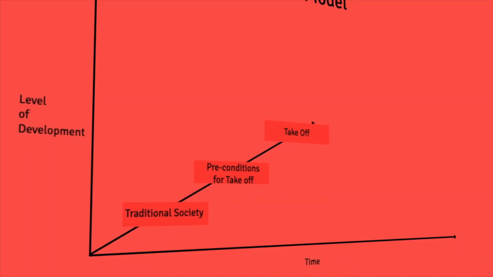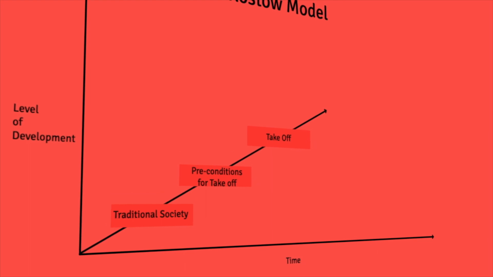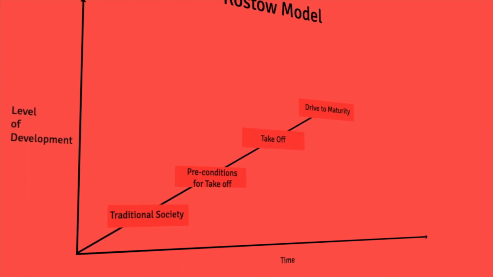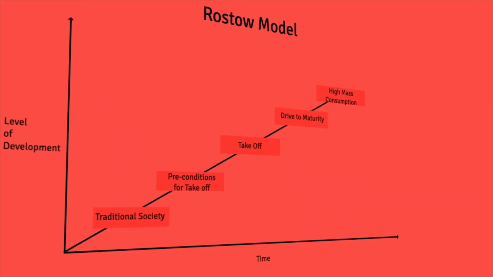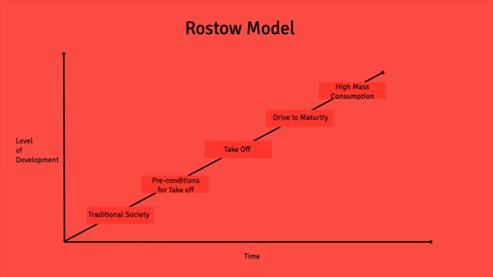And the fourth stage is drive to maturity, where urbanisation rapidly increases and there are a diverse number of industries, but industries adopted earlier on begin to decline. And the fifth stage is the age of high mass consumption, where there is a shift from manufacturing to the service industry and there is mass production of consumer goods.